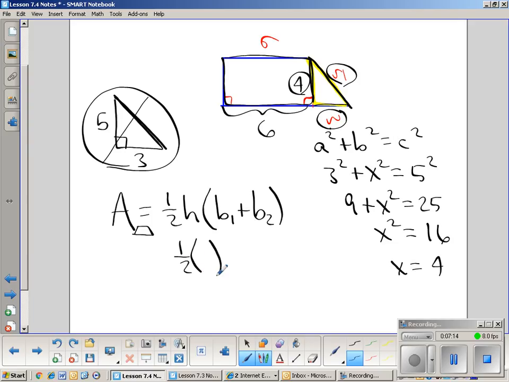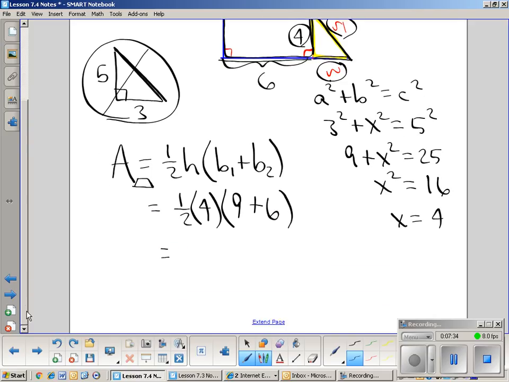So what's the height? 4. What's base 1? 9. 6 plus 3, right? And then what's my base 2? 6. And so again, you can multiply in any order. I'm going to choose to say 1/2 of 4 is 2. 9 plus 6 is 15. And so the area of my trapezoid is 30. I'm seeing I didn't put a unit on there, so I'm at 30 square units.